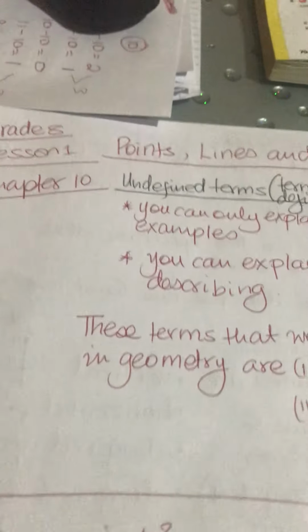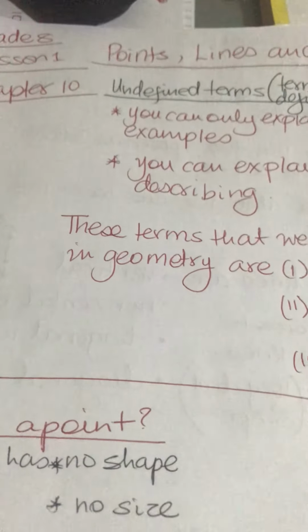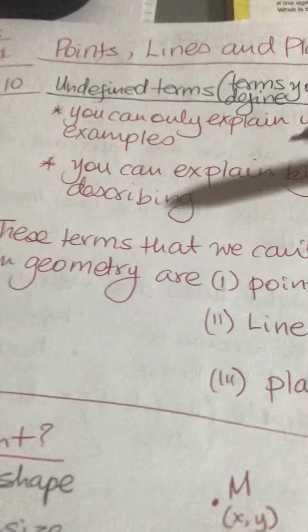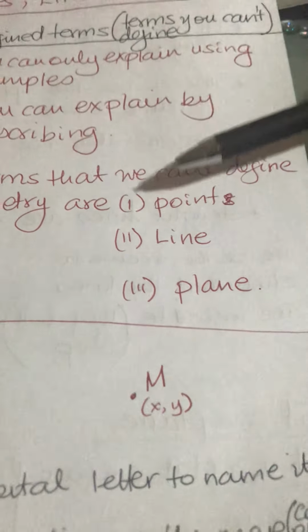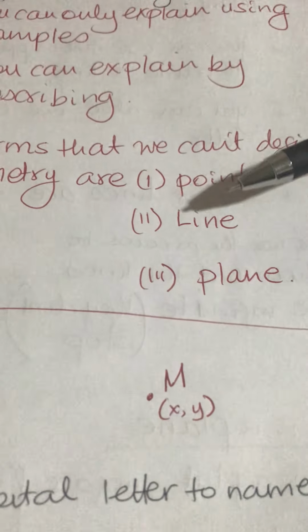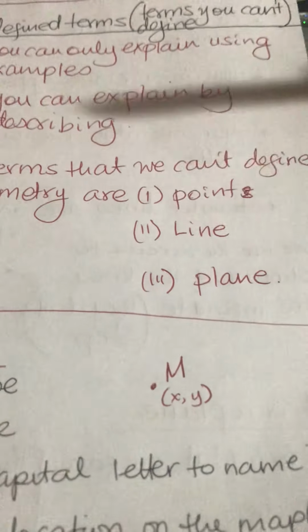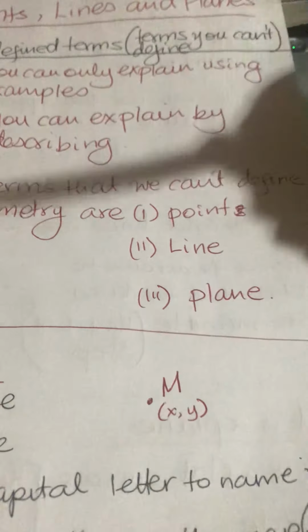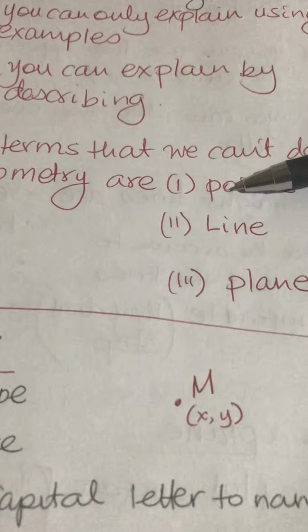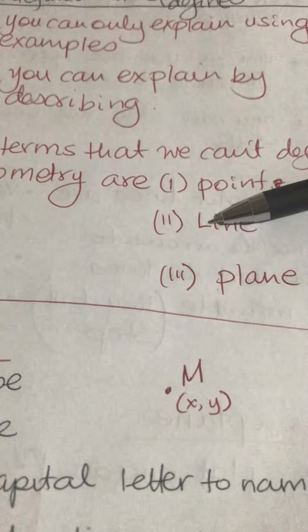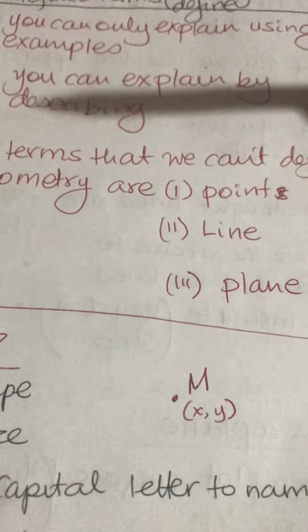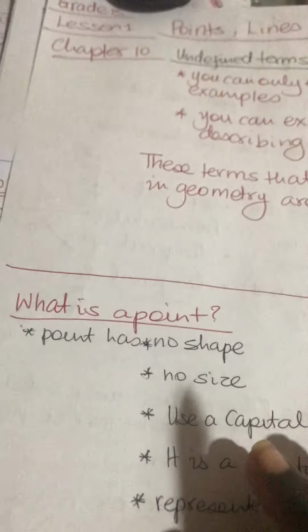Okay, and the terms you cannot define in geometry are a point, a line, and a plane. So if a question asks you which of these are undefined terms, you better pick all these 3. Okay? All right. So now let us see what is a point.